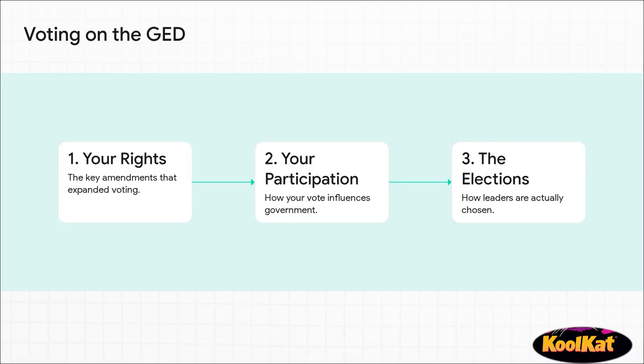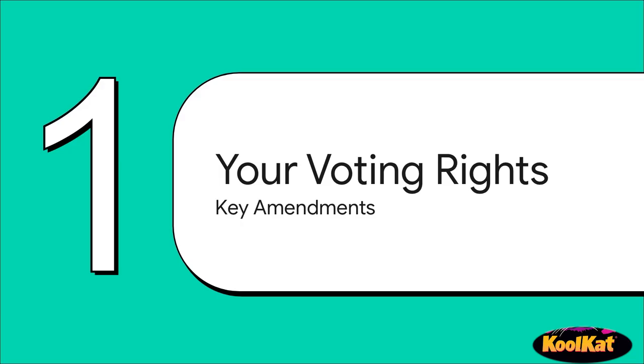So when it comes to the GED, voting shows up in 3 main ways. First, you've got your rights, super important. Second, it's about your participation as a citizen. And third, it's the nitty-gritty of how elections actually work. We're going to cover all 3 nice and quick. All right, Section 1, your voting rights. Honestly, this is the big one.